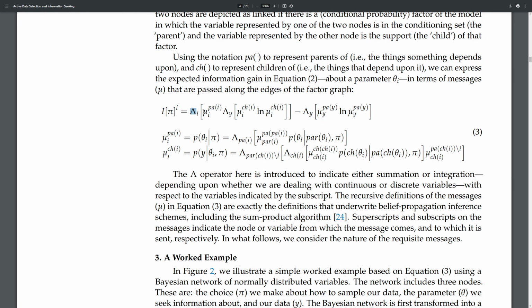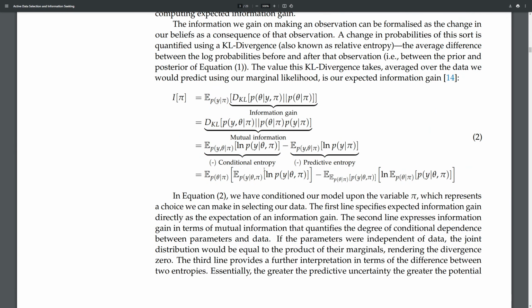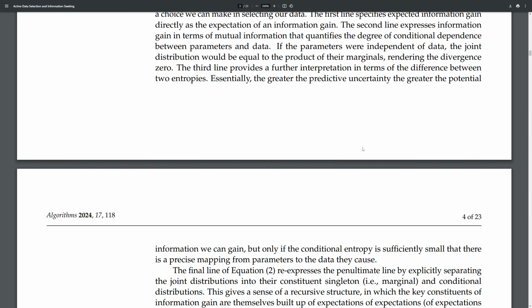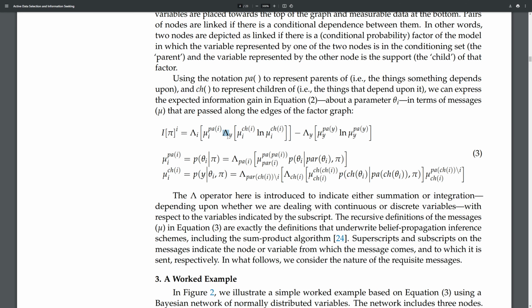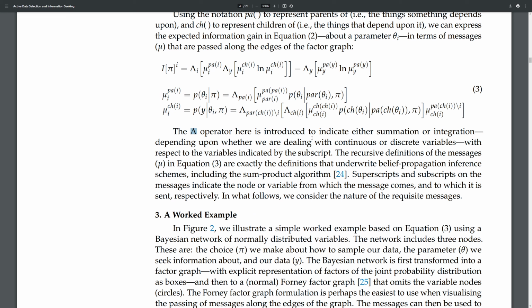This information content right here is going to be the exact same thing as what we see right here, but mapped into a slightly different way of talking about it. It is going to be moved into the notation of parents as well as children, of the messages and the information flow. So what we're going to see is this lambda right here. I think it's a lambda. This lambda operator is going to either be summation or integration, but we're just going to call it summation because we're dealing with computers. It's all going to be discrete. It's all going to be digital.